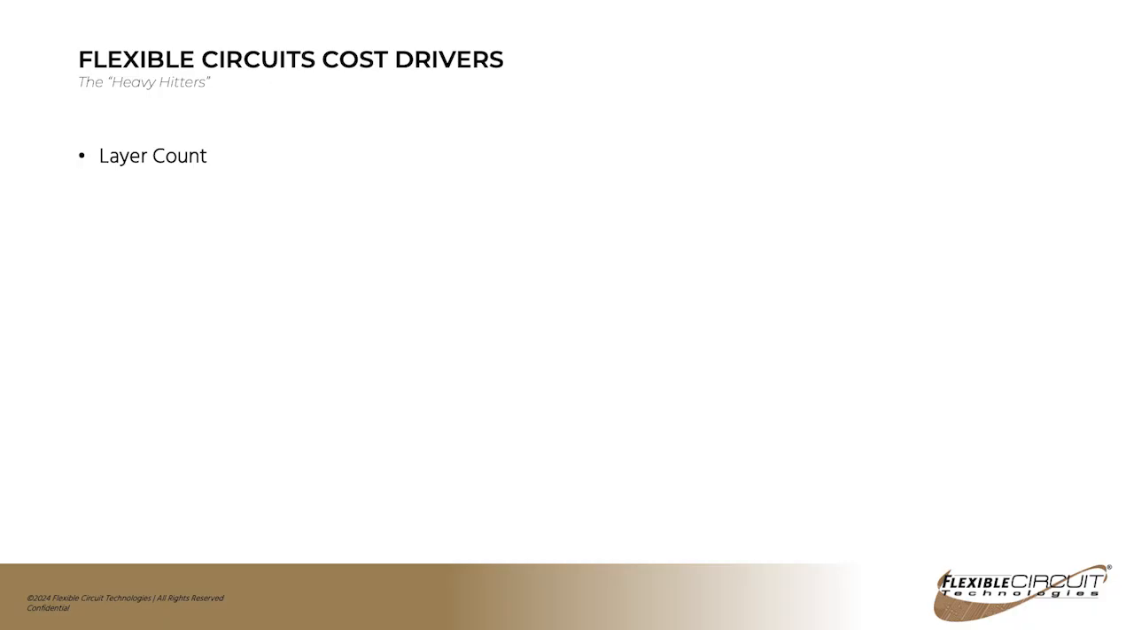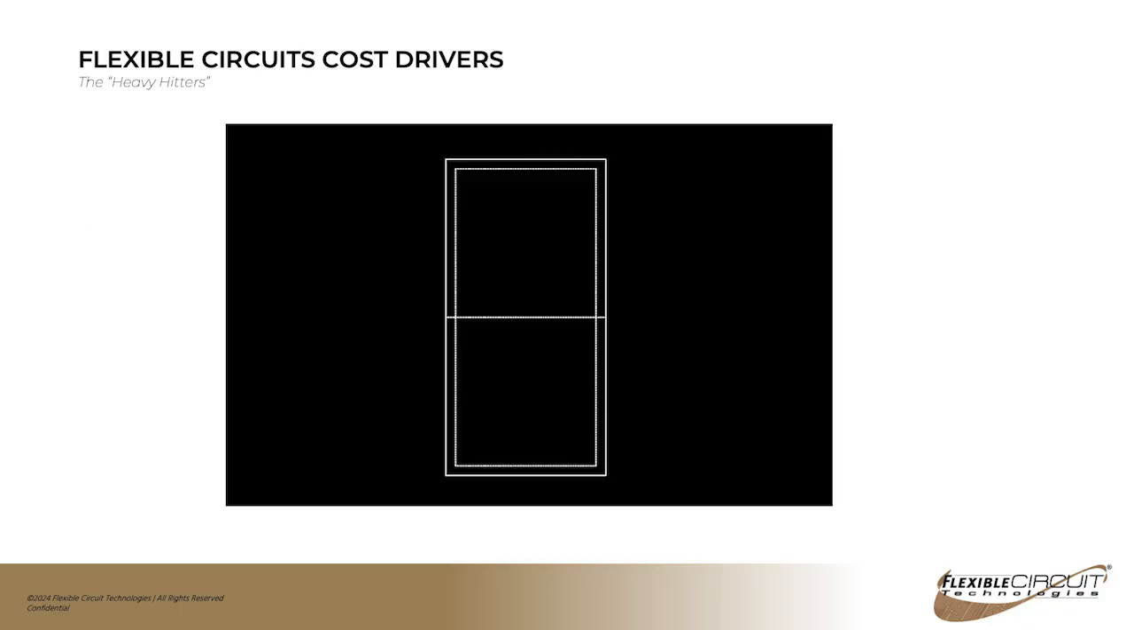So if you look at what the heavy hitters are, the things that really impact the cost of your circuit: layer count, and this is the same as you'd find on rigid PCB, circuit size, your circuit shape, and your panel requirements also will have an impact. So here's an example of a standard panel. We're going to call this 12 by 24 just for argument's sake. Every manufacturer is going to have probably 2 or 3 different standard panel sizes that they use, and it's important to understand what the manufacturer's panel size is when you're looking at your design.